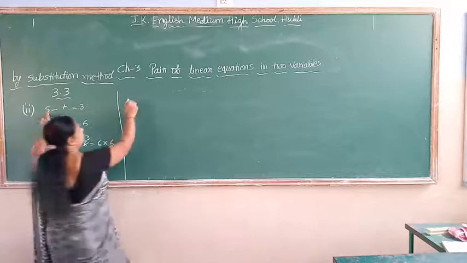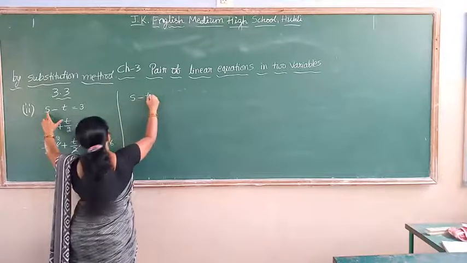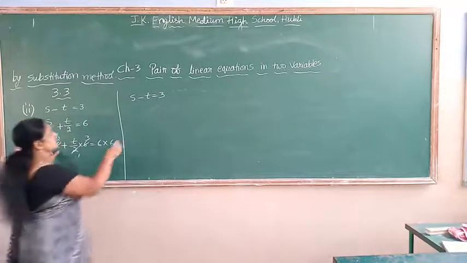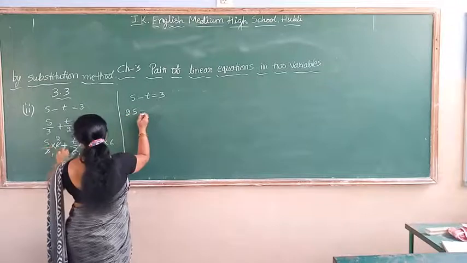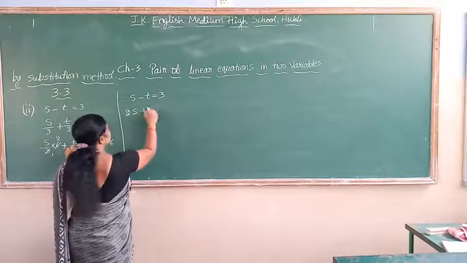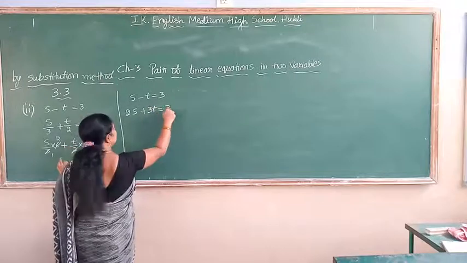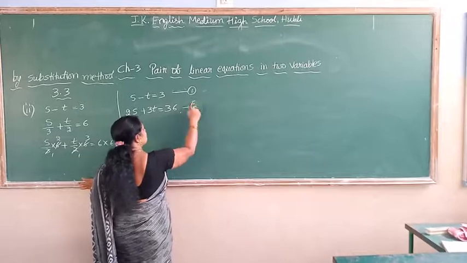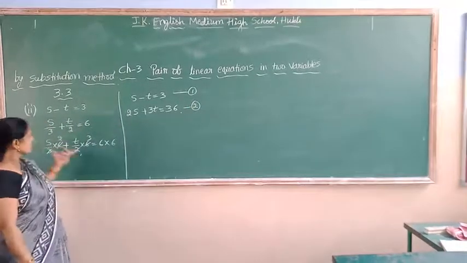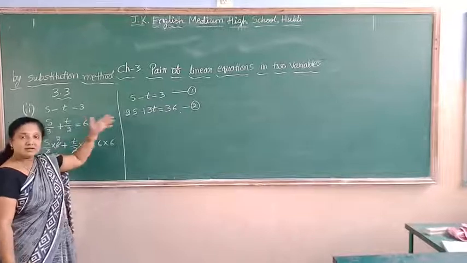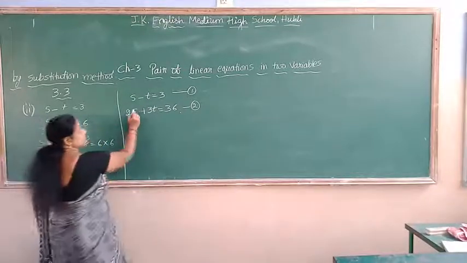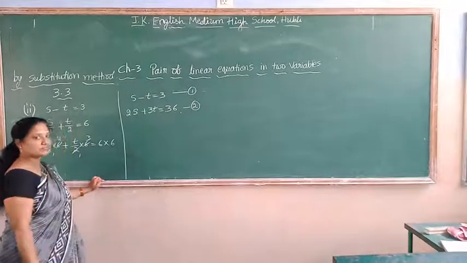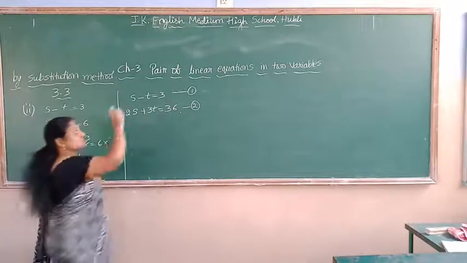So the first equation I write as s minus t is equal to 3, and now I have converted the second into 2s plus 3t is equal to 36. Now you call this equation number 1 and this equation number 2, children, because I converted the fraction form to whole number form. This is s, children. The method is the same now.